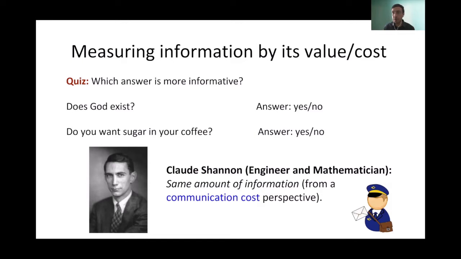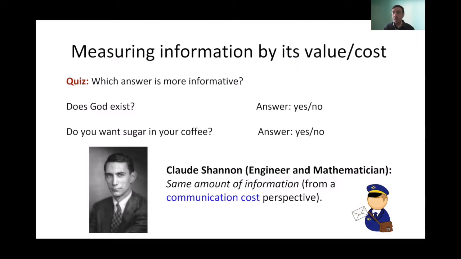Let me explain. Suppose you want to communicate the answer to these questions to somebody else, right? You want to send them the answer. So what you can do is take a piece of paper, write the answer yes or no on the paper, put it in an envelope and send it. So from the communication perspective, in both cases, you're either writing yes or no. So the communication cost of communicating both answers is the same, because in both cases you're either sending yes or no. The answer to each question has two possibilities, yes or no, and so you're just communicating the correct answer out of the two possibilities.